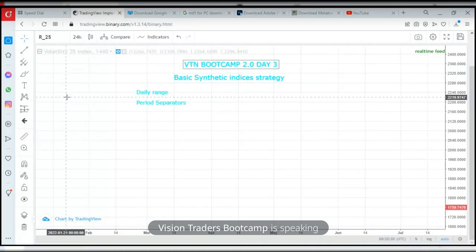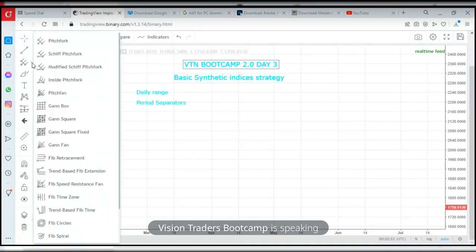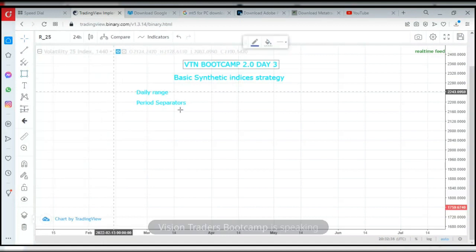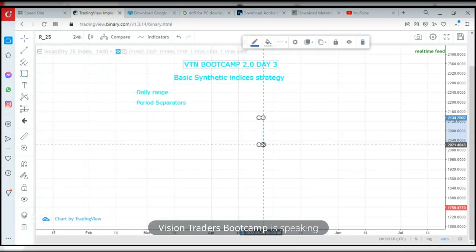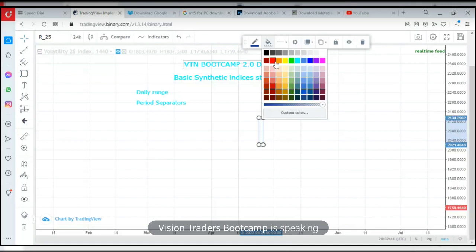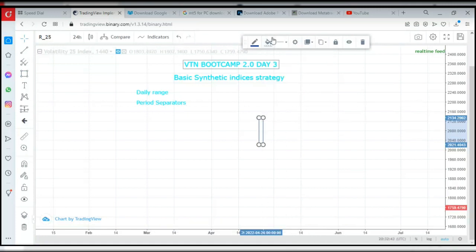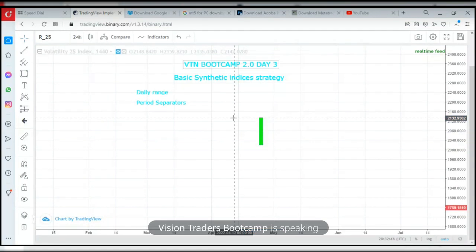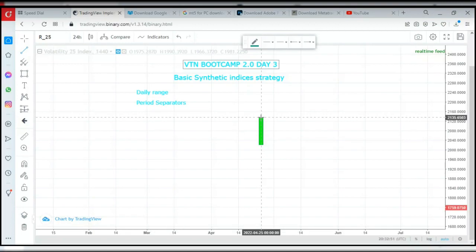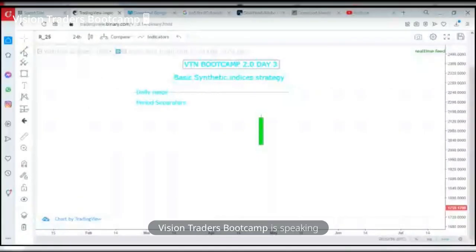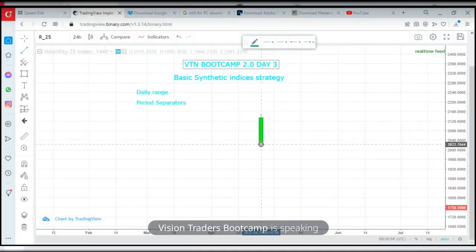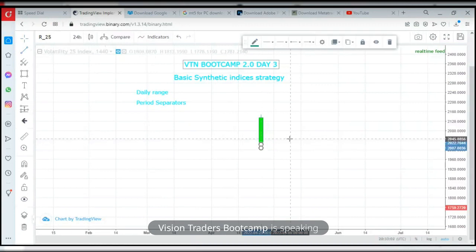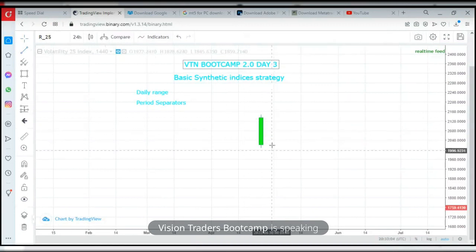We have a candlestick like this. Let's say this is a bullish candlestick. Then we have maybe a wick up, and another wick down. Let's take, for example, that this is a daily candle.